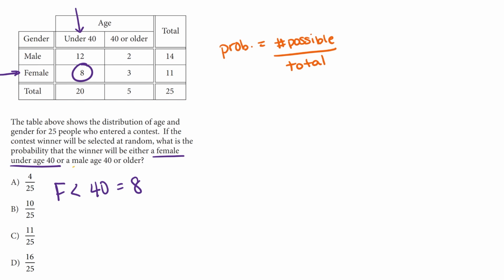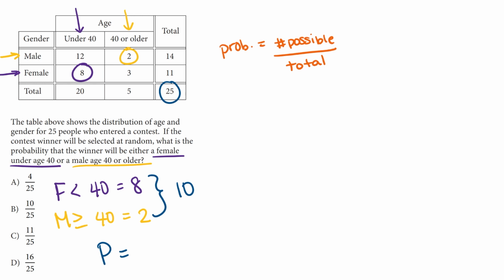And then we have our male age 40 or older. So 40 or older is this column over here. And male is up top. So age 40 or older is 2. So our total is going to be our 8 plus 2, which is 10. So that's our total possible, and then our total number is 25 people who entered this contest. So our probability is going to be equal to 10 over 25. And which one of our answer choices looks like that? It is B, which means our answer is letter choice B.